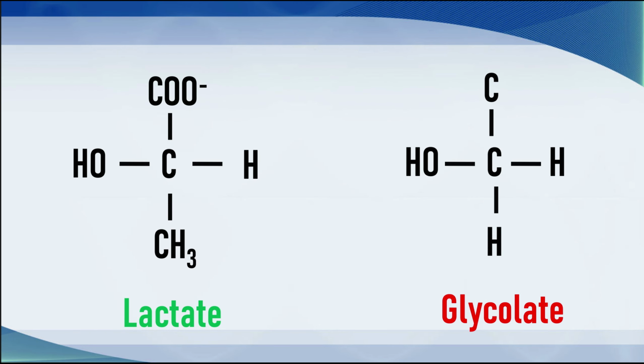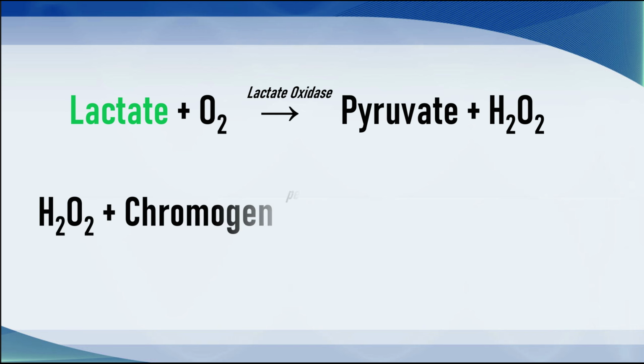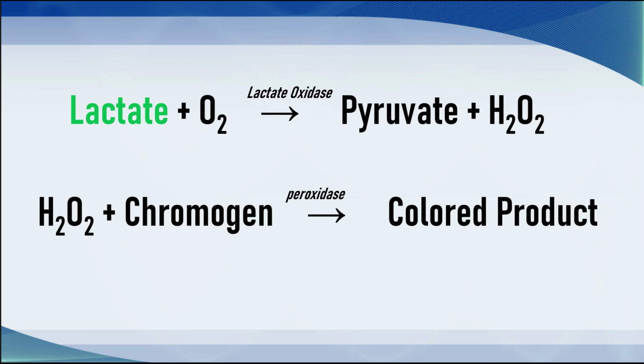Lactate and glycolate look quite similar. And when the blood gas machine measures lactate, it uses a test known as the lactate oxidase test. This works through an enzymatic reaction in which lactate is oxidized by the enzyme lactate oxidase to produce pyruvate and hydrogen peroxide. In most blood gas machines, hydrogen peroxide reacts with a chromogen in the presence of peroxidase, and then a colored product is produced. The intensity of the color is used to quantify the plasma lactate level.